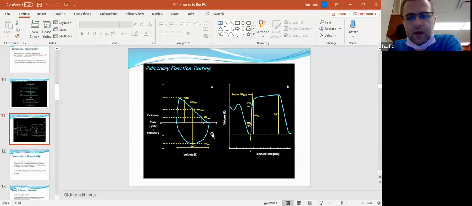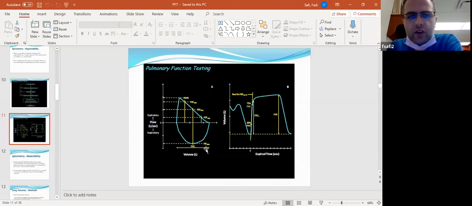So let's go to this slide. This slide is the most important slide of the lecture, and you will have a lot of board questions in the USMLE and also in the internal medicine board about this graph. So I want to focus on the graph here. This is what we call the spirometry, or the flow volume curve. Why do we call it flow volume curve? Because on the x-axis you see the volume, and on the y-axis you see the flow, okay?